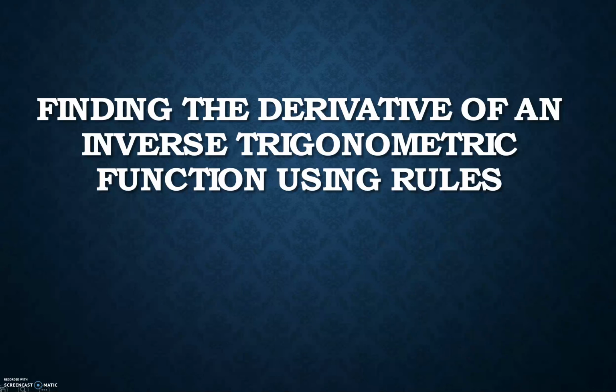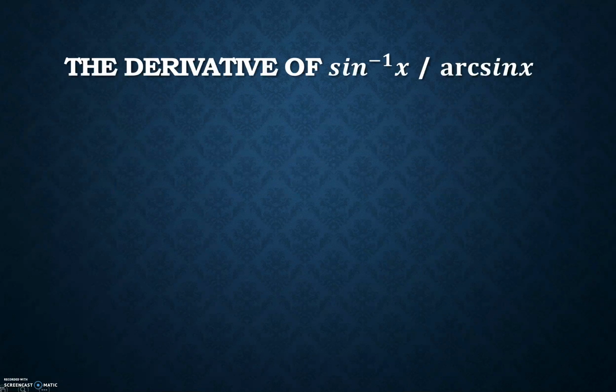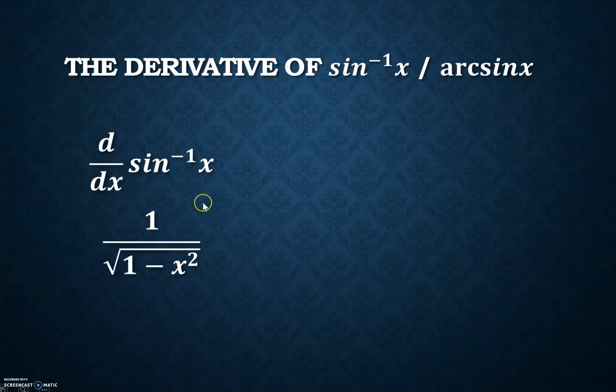Hi, I wanted to give you a quick run through of how to use your inverse trigonometric derivative rules. So you might see inverse sine of x written this way. You might see inverse sine of x written this way. Two different notations for the same function. By now you should know that the derivative of inverse sine of x with respect to x is 1 over the square root of 1 minus x squared.